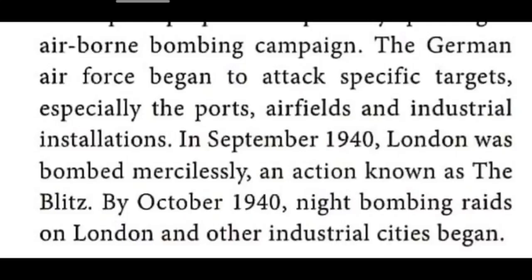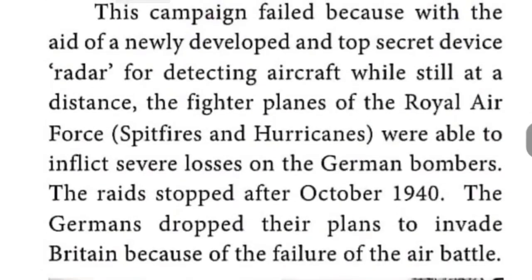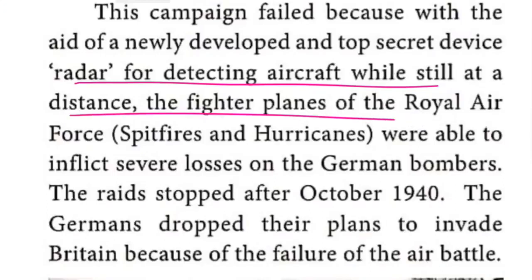This campaign of Germany failed because the British people had a top secret device, namely radar, for detecting aircraft while still at a distance. The fighter planes of the Royal Air Force were there, two airplanes, namely Spitfires and Hurricanes. The names of the aeroplanes: Spitfire as well as Hurricanes.